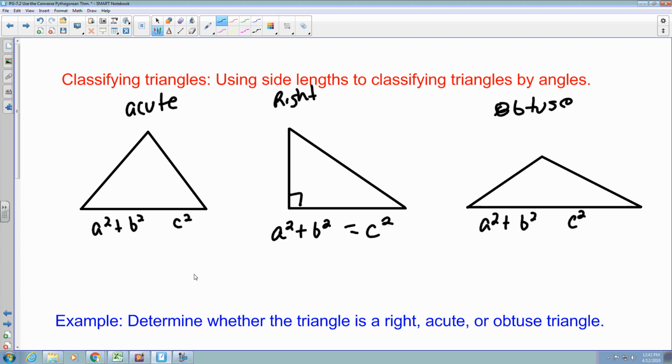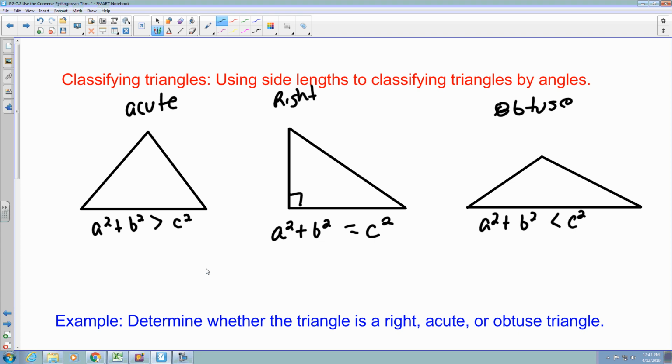So when the side lengths make up an acute triangle, a squared plus b squared will actually be larger than c squared. When you look at an obtuse triangle, a squared plus b squared will actually be less than c squared.